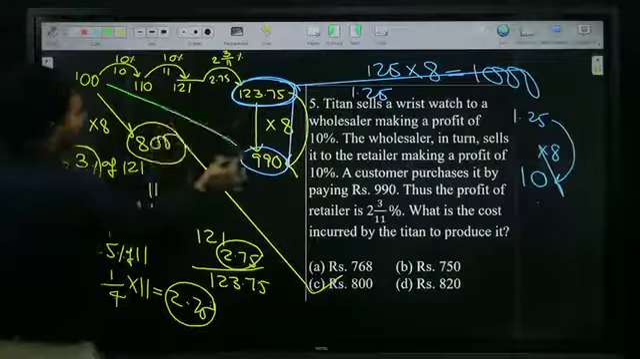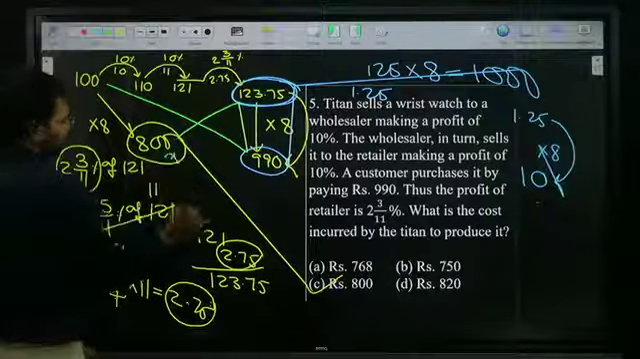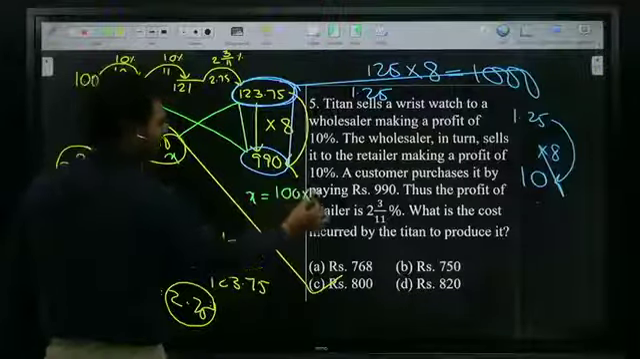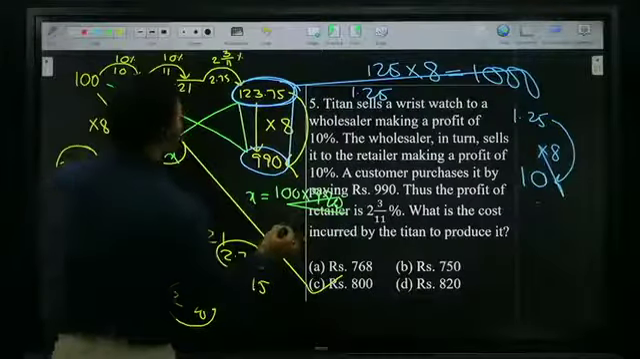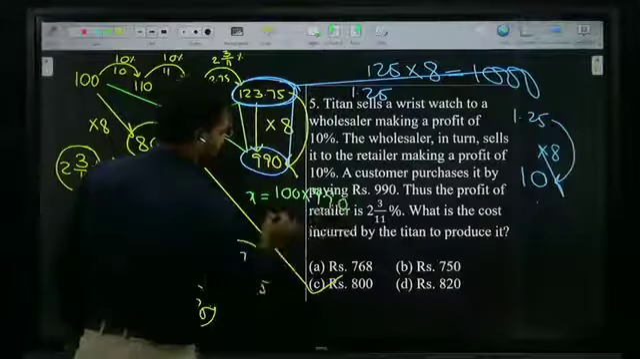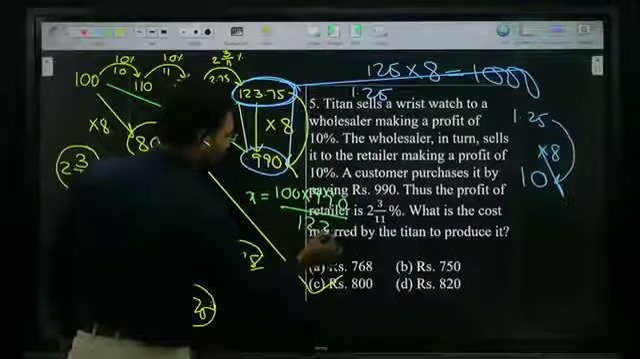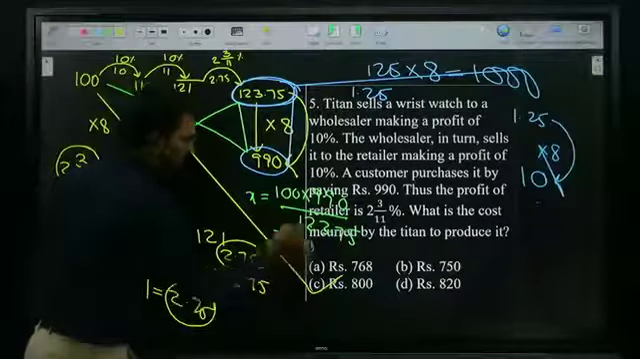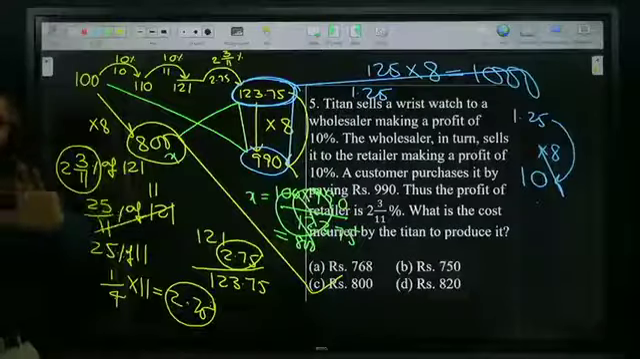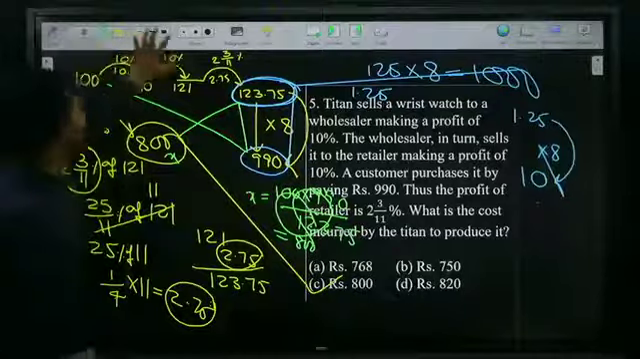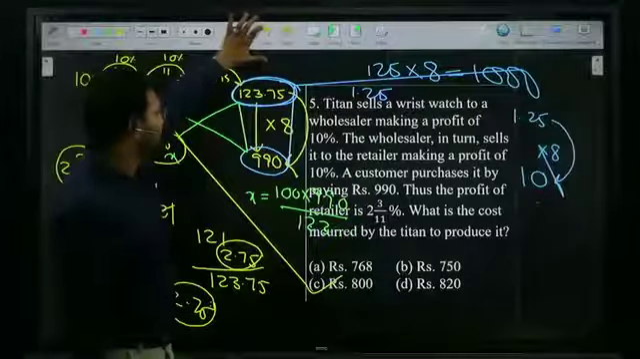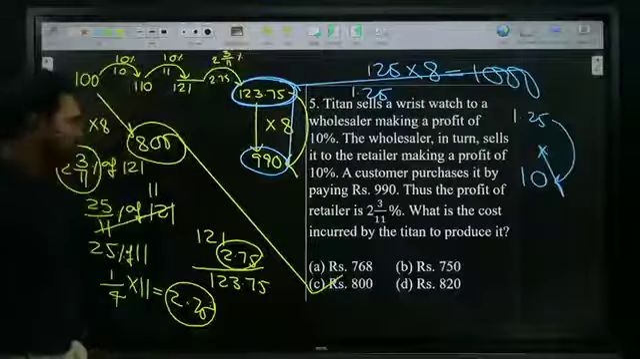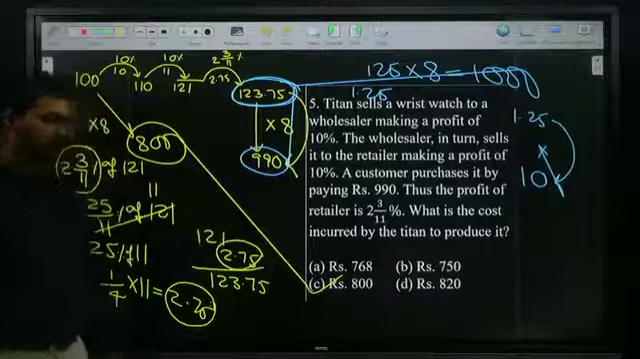So just assume this is x. Then go for cross multiplication. x is equal to 100 into 990 divided by 123.75. After going home, just do the calculation, then you can get 800. But this is the bookish answer. So don't go like this, just try to do it orally. All of you okay? Very good. Shall I go to the next question?